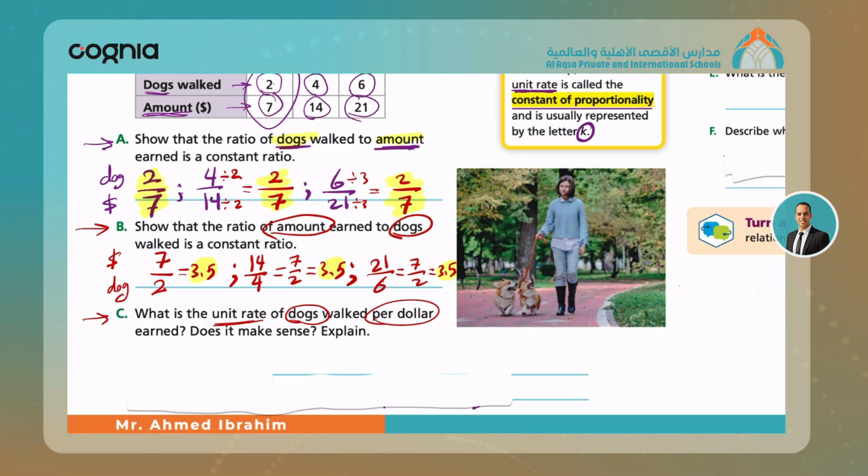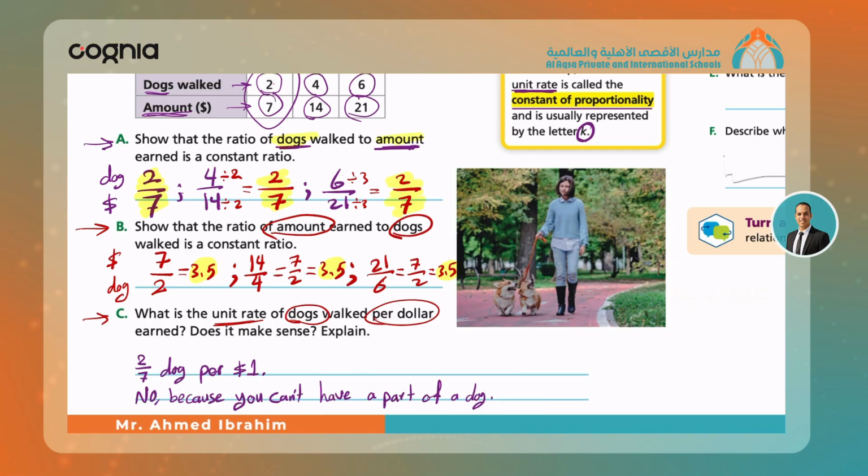Okay, so imagine that there is one dog. Can we cut it into 7 pieces and take 2 pieces only? No, we cannot cut the dog, or get a fraction of a dog. So does it make sense? No, it doesn't make sense. So we say that 2/7 dog per dollar, and we can say no because you cannot have a part of a dog. We cannot have a fraction of a dog.